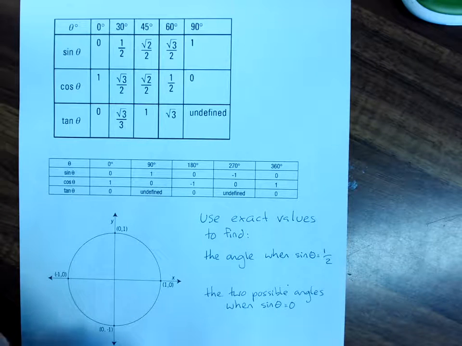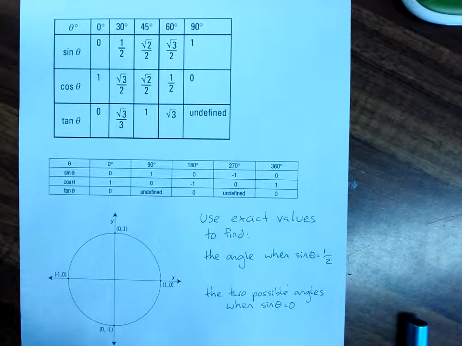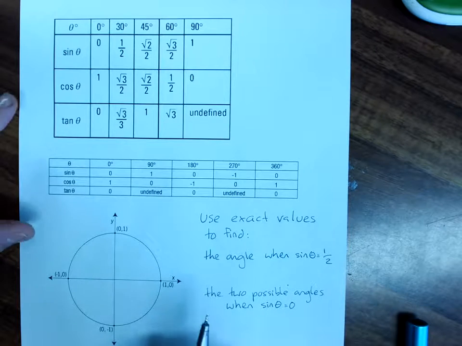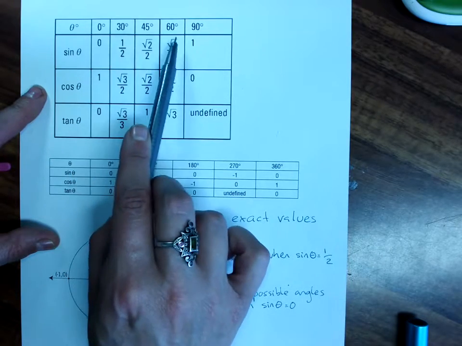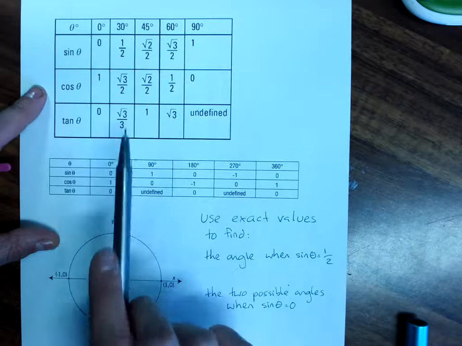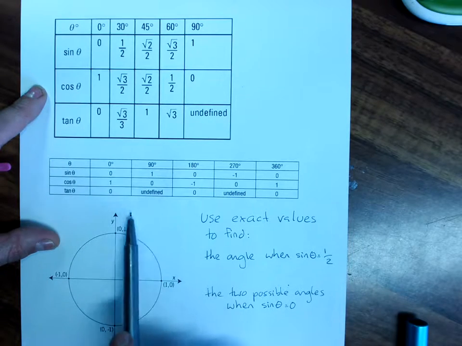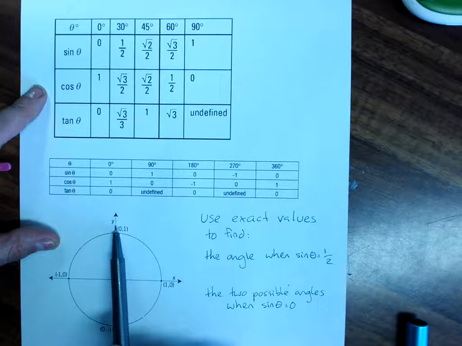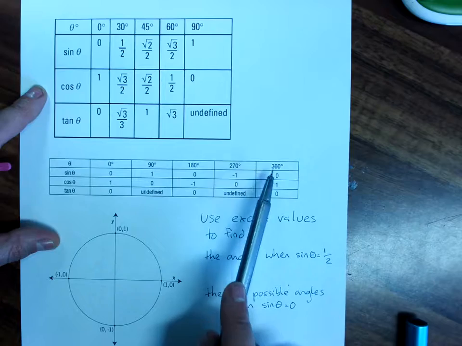Exact values. Some particular angles have easily calculated exact values for sine, cos and tan of those angles. Those angles are 0, 30, 45, 60 and 90, and as well as 0 and 90, all the others on the axes of the unit circle, so 180, 270 and 360, which is the same as 0.